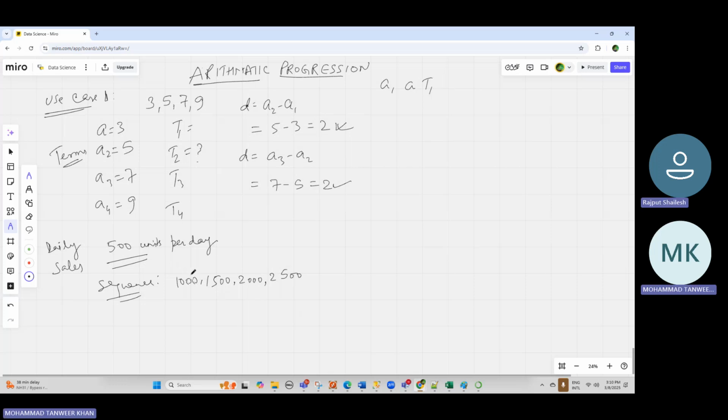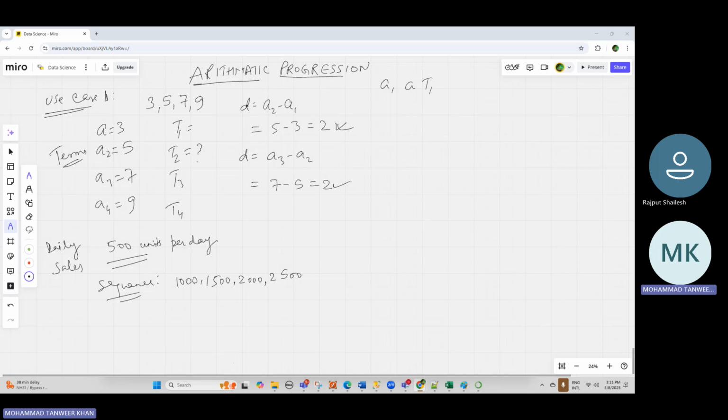Now here, one question, Tanvir. Only if the difference is equal, then it is called an arithmetic progression. Only if the difference is constant, then only. I know this is a special use case, and then we will see the scenarios where the difference is not constant, and how to handle it.